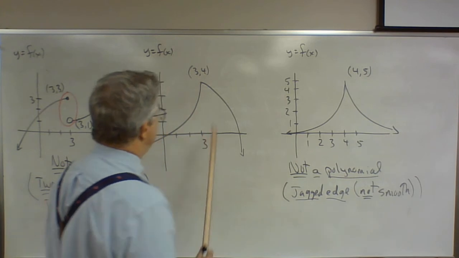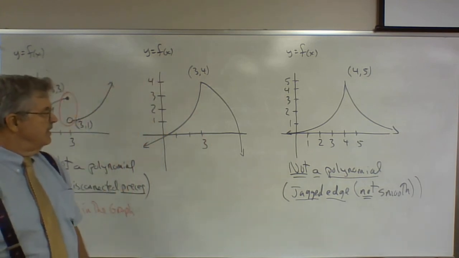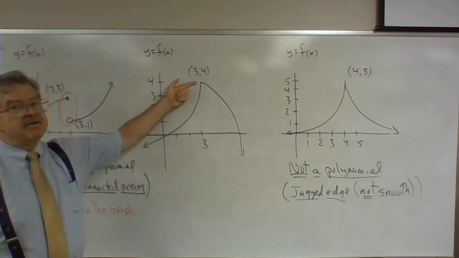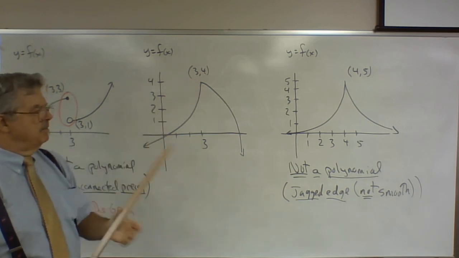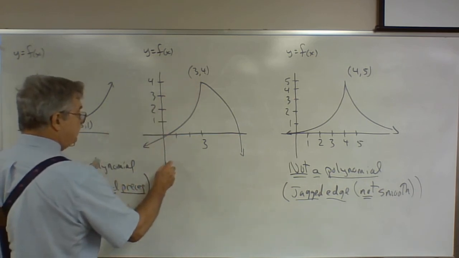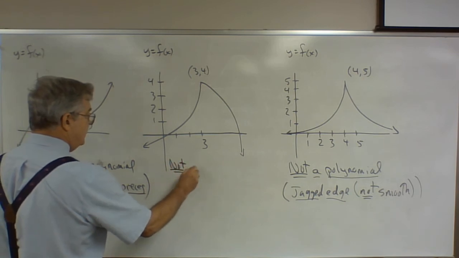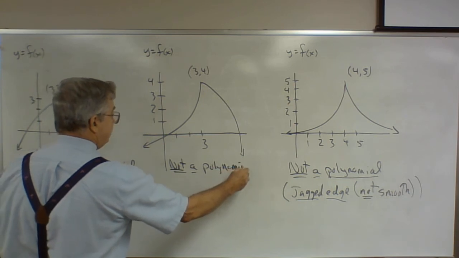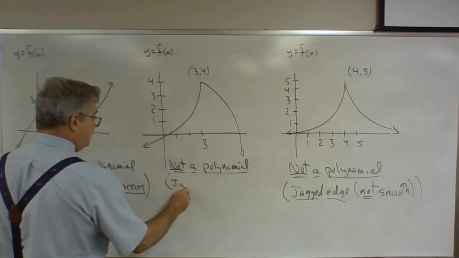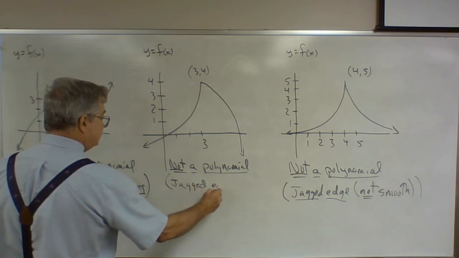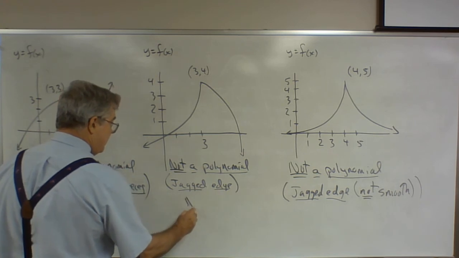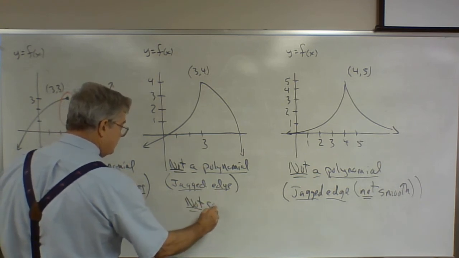And what about this guy? The graph is one connected piece, but we've got a jagged edge there. It's not smooth. It's not a rounded edge here. So this fails the polynomial test also. Not a polynomial. And the reason is we have a jagged edge. Not smooth.